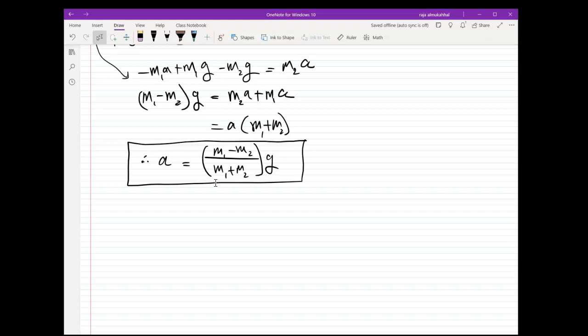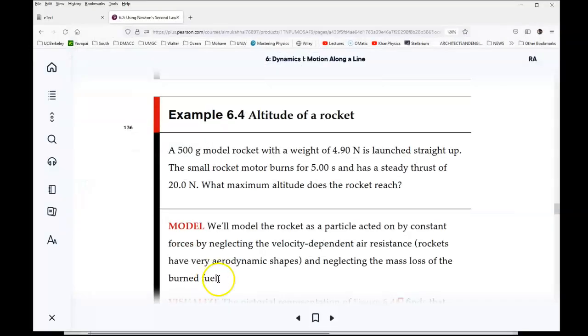This one is kind of an interesting problem. It's an example. Example 6.4. Let me pause the video. Okay, here is the rocket problem. This is an example in the book. Kind of an interesting example. It says example 6.4, altitude of a rocket.